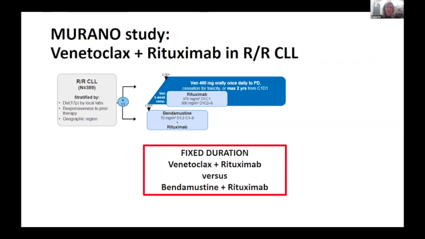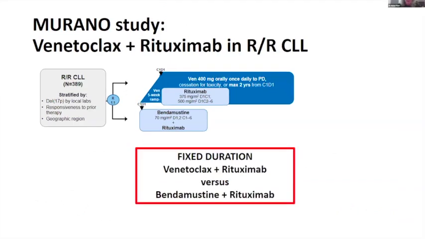But we're more likely nowadays in the relapsed refractory setting to use venetoclax and rituximab in combination over this 24-month fixed duration treatment. This is based on the Murano study, where we can use venetoclax and rituximab in fixed duration for 24 months. We have 6 cycles of rituximab and 24 months of continuous venetoclax after the initial 5-week ramp up. And in the Murano study, this was randomized to compare with 6 cycles of bendamustine rituximab chemoimmunotherapy.